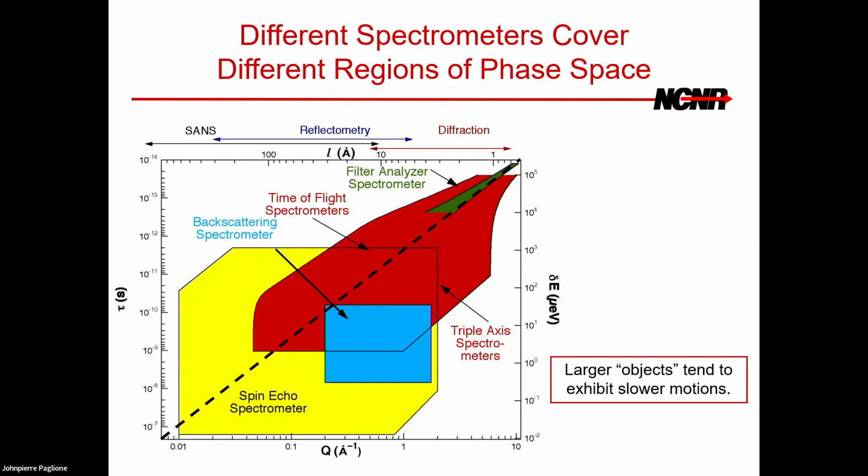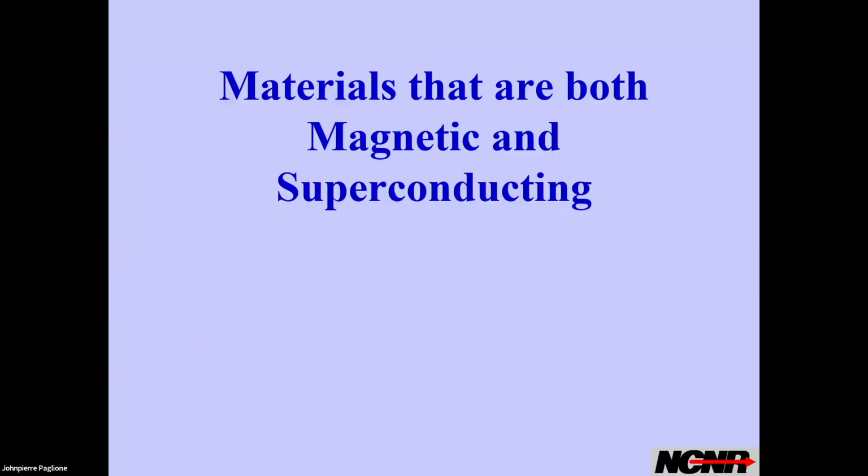Larger objects tend to move slower, and then you can go up to very high energy. Spallation neutron source can go up even much higher than this. So there's a wide range and a lot of different instruments depending on the science that you're interested in.